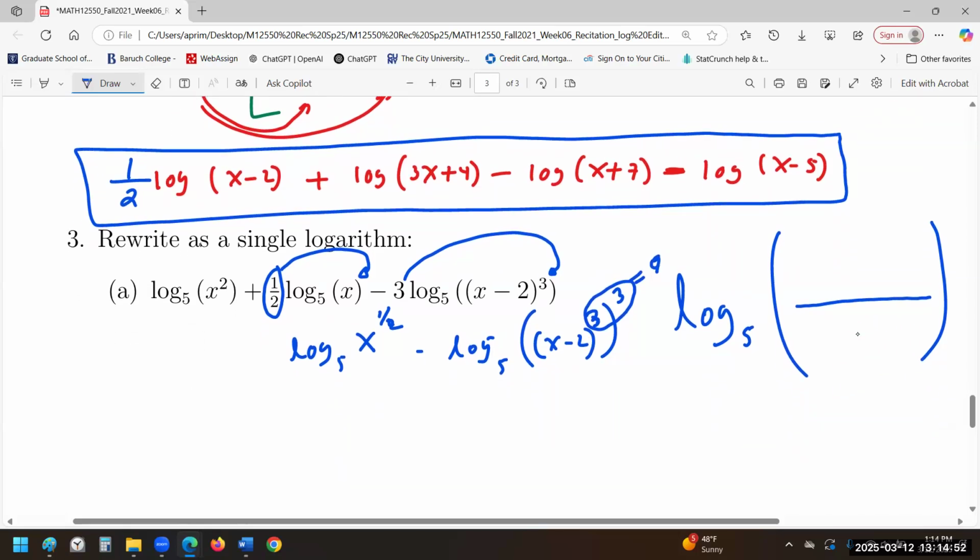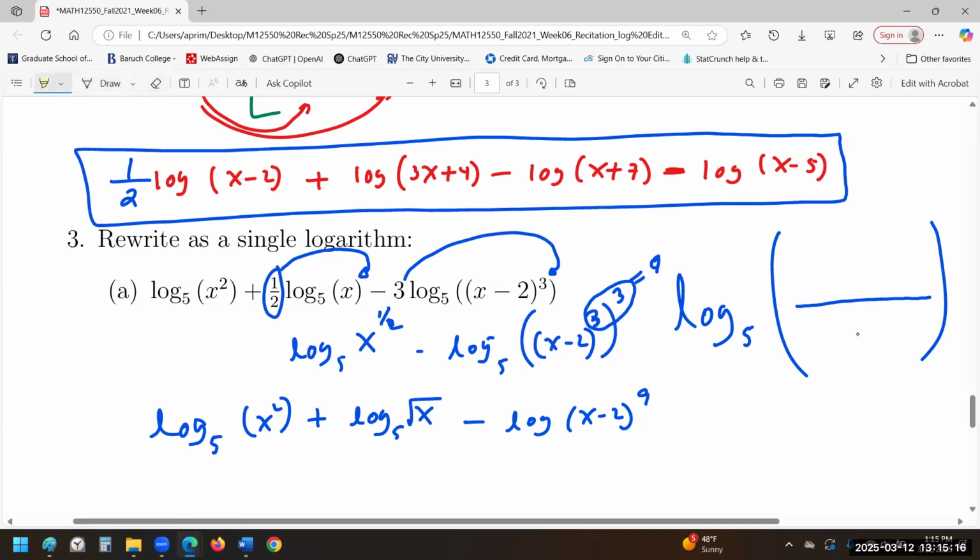So this whole expression, if you rewrite it without any coefficient, the first one is x squared. The second one has a square root. The third one has a 9 power. And now you're happy. We take all of these arguments, and based on the sign they have in the front, either we put them on the numerator or we put them on the denominator.